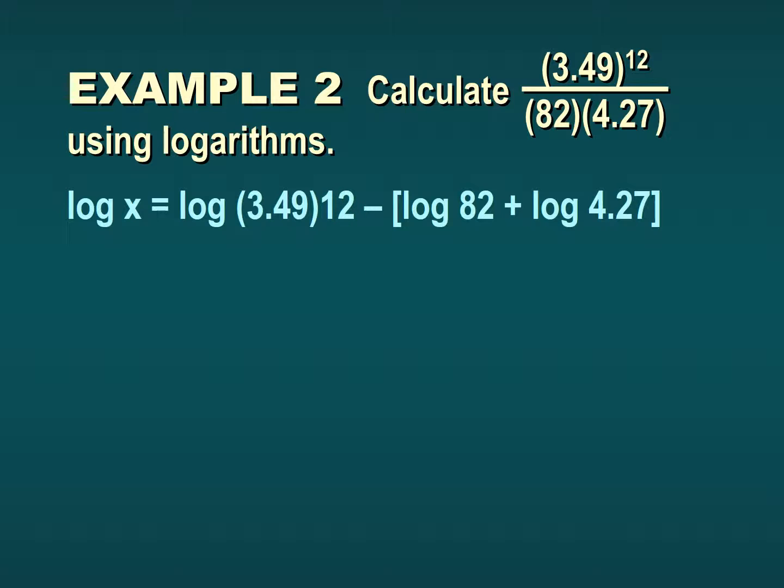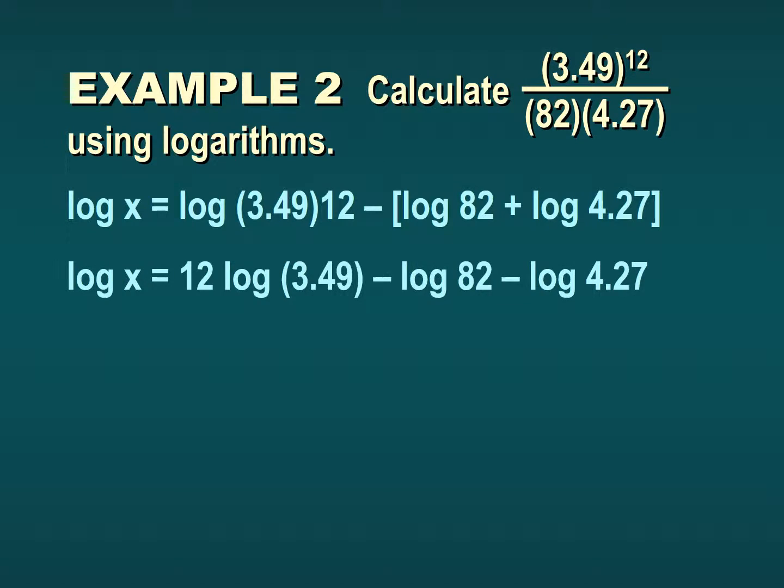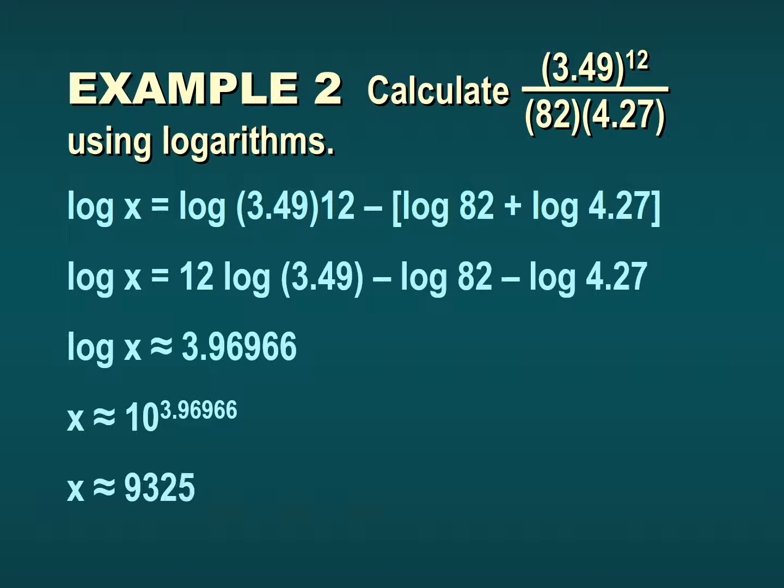Okay, and once we've done that, we can look up the log values: the log of 3.49, the log of 82, and the log of 4.27. And then that ends up being 3.96966. So we have log of x equals 3.96966. Notice that this is not our final answer. Now we have to take each side to the power of 10 to cancel out the log. So 10 to the 3.96966 power gives us 9,325.